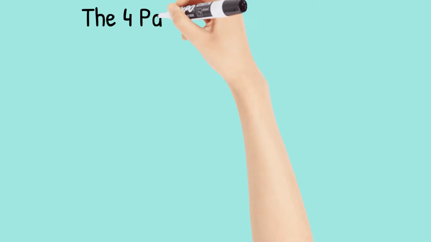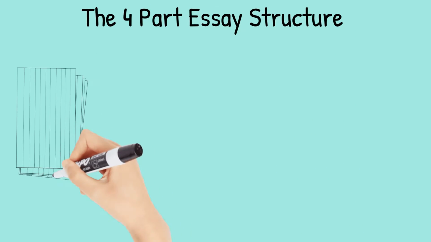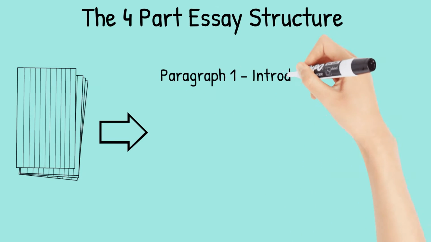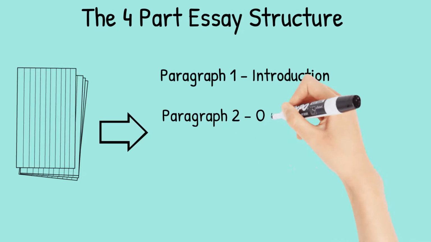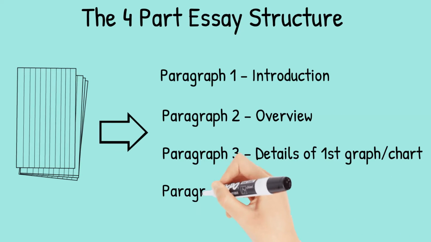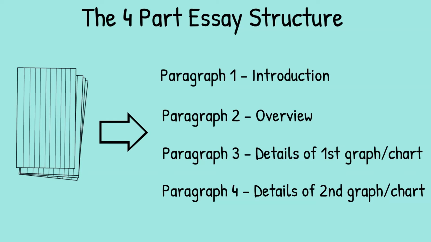Before we begin, here's a model essay structure that you can use as a guideline for all IELTS Academic Task 1 questions. Ideally, your essay should have 4 paragraphs. Paragraph 1, Introduction. Paragraph 2, Overview. Paragraph 3, Details of first graph or chart. And paragraph 4, Details of second graph or chart.